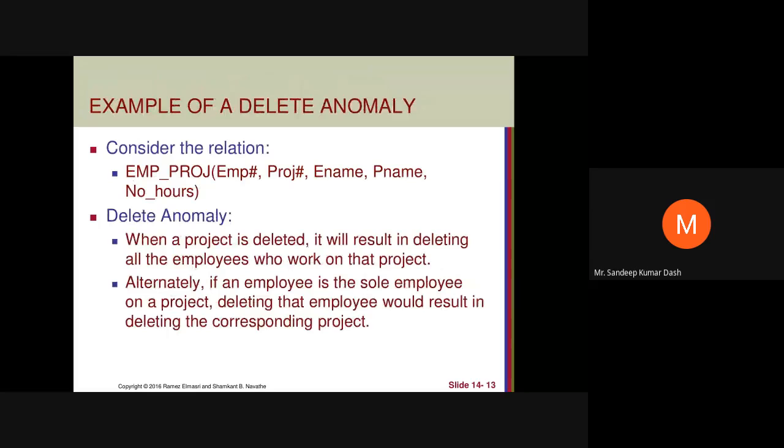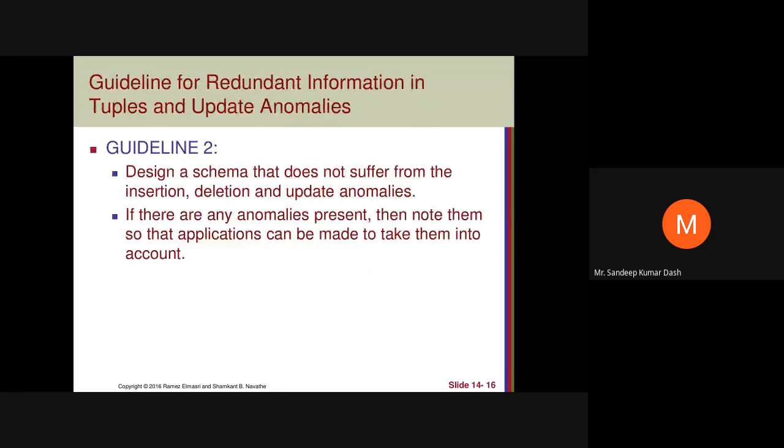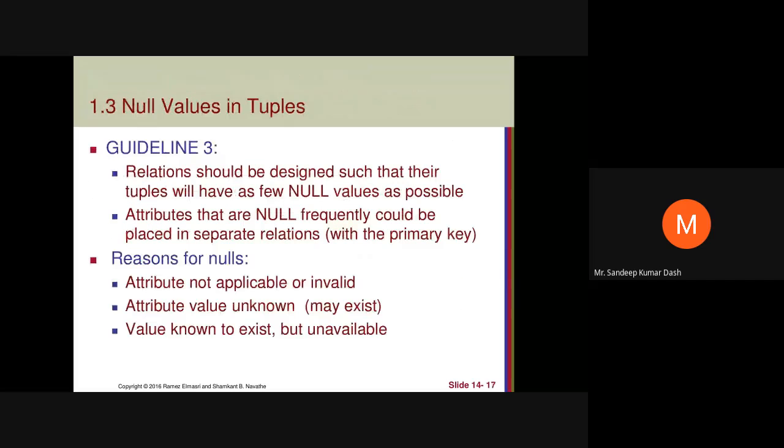Anomalies? No. Okay. So the third guideline is avoiding null values. We discussed previously that null values occur mostly in 3 cases. One is the attribute is not applicable or invalid.